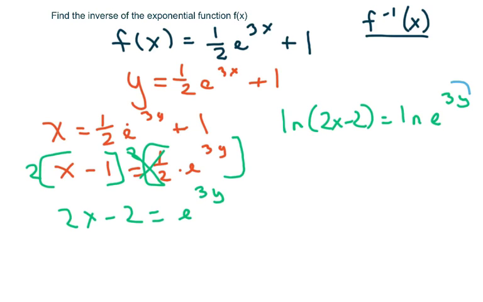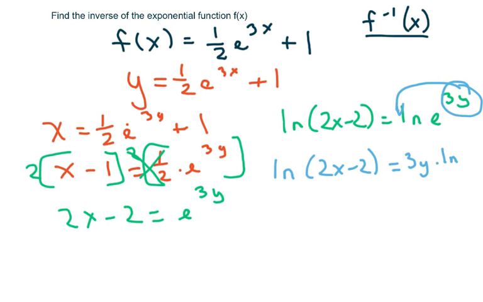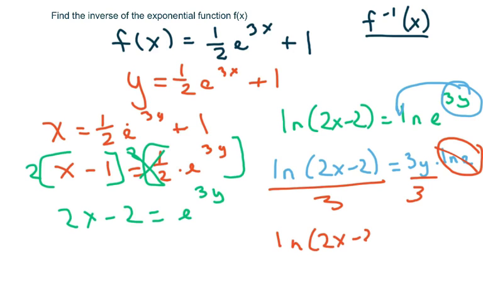I'm going to use my power property, move it out in front here, so I get ln of 2x minus 2 equals 3y times ln of e. We should know that ln of e equals 1, so 3y times 1 is just 3y. Then I'm going to divide both sides by 3. So we get ln of 2x minus 2 over 3 equals y. And that's all.